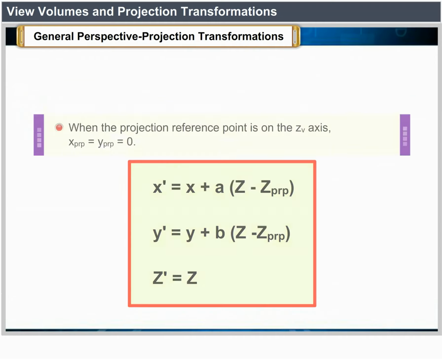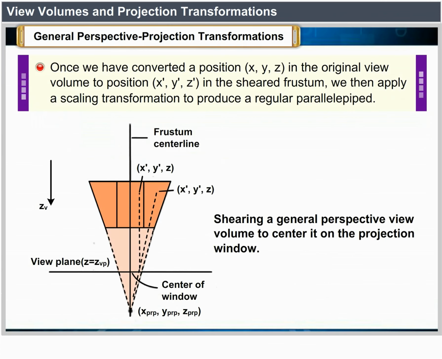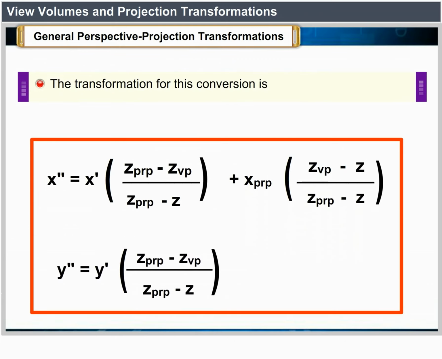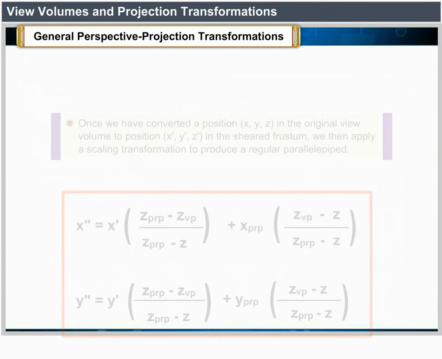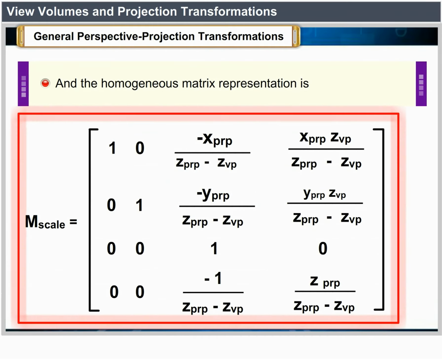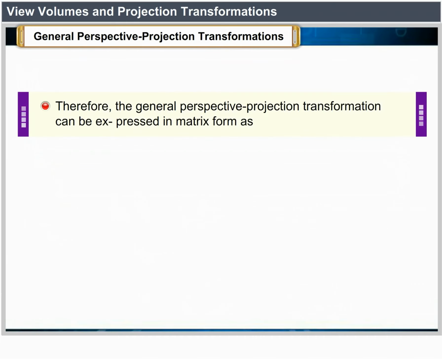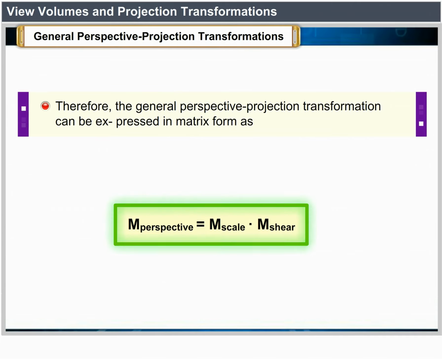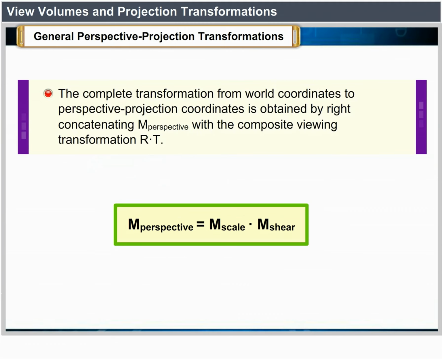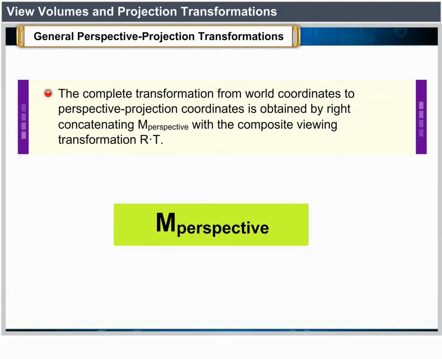Once we have converted a position x, y, z in the original view volume to position x dash, y dash, z dash in the sheared frustum, we then apply a scaling transformation to produce a regular parallelepiped. This transformation for the conversion is as shown in the equation below. And the homogeneous matrix representation is per the matrix shown. Therefore, the general perspective projection transformation can be expressed in matrix form as M perspective equals M scale and M shear. The complete transformation from world coordinates to perspective projection coordinates is obtained by right concatenating M perspective with the composite viewing transformation R and T.